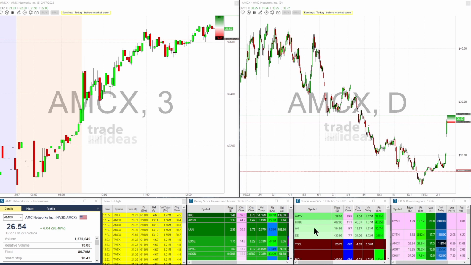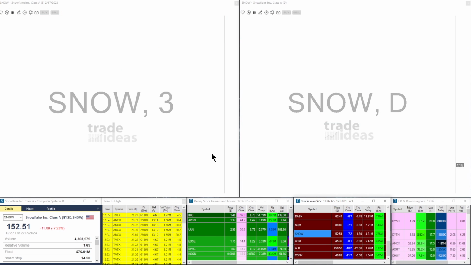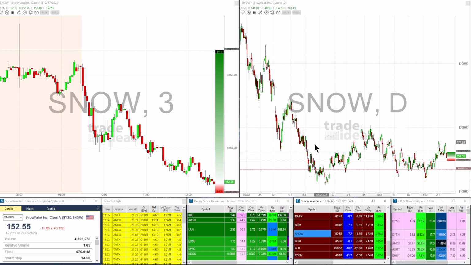Now today we're red in the market, so you're not seeing a whole lot of movement there to the upside. However, you are seeing some movement to the downside, like SNOW is down 7.2% on the day. When you click on SNOW, it'll automatically populate right here on the charts. And now you can see here that SNOW has been on a steady downtrend.